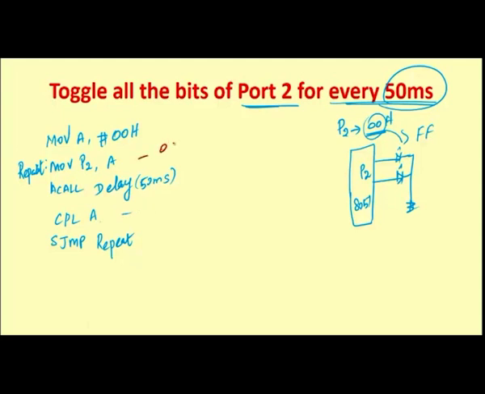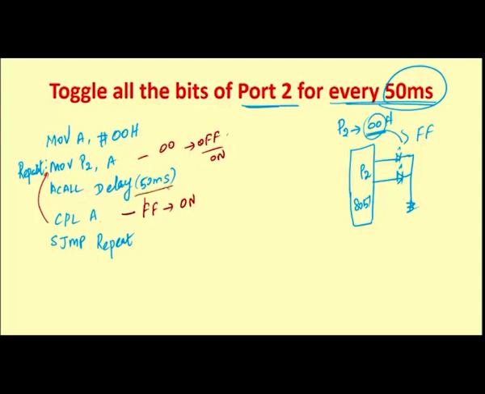Initially the value is 00, so all LEDs are in the off condition. Now, complemented, all bit positions become on. The accumulator value is passed to P2, and now all the LEDs become on. Then after 50 milliseconds I am complementing, so it becomes 00 again. The 00 is passed to port 2 and the LEDs go off. Like this, the same process of complementing and pausing turns the LEDs on and off.